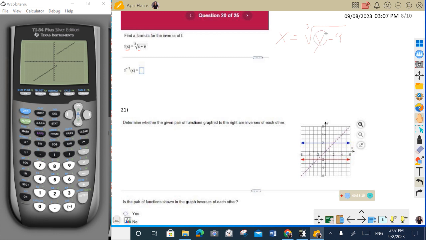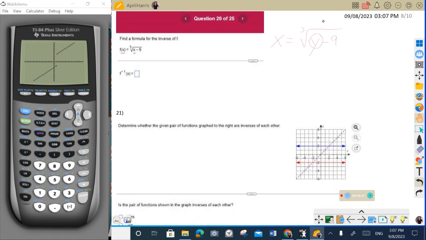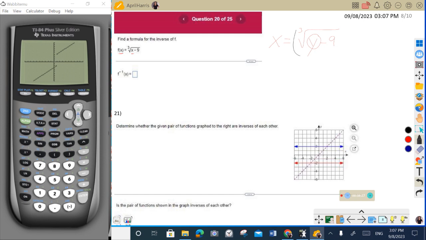So how do I get y by myself? Well, the opposite of the cube root is going to be raised to the third power. So I'm going to raise the right to the third, raise the left to the third. On the left, I got x cubed. On the right, the cube and the cube root cancel. We have y minus 9, and then you're just going to add 9, add 9. And so we have x cubed plus 9. That's not just equal to any y. That is the inverse, which is f to the negative 1.